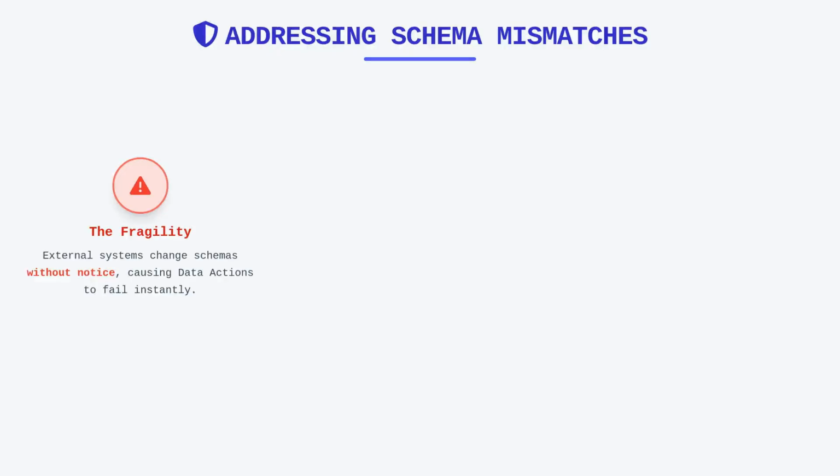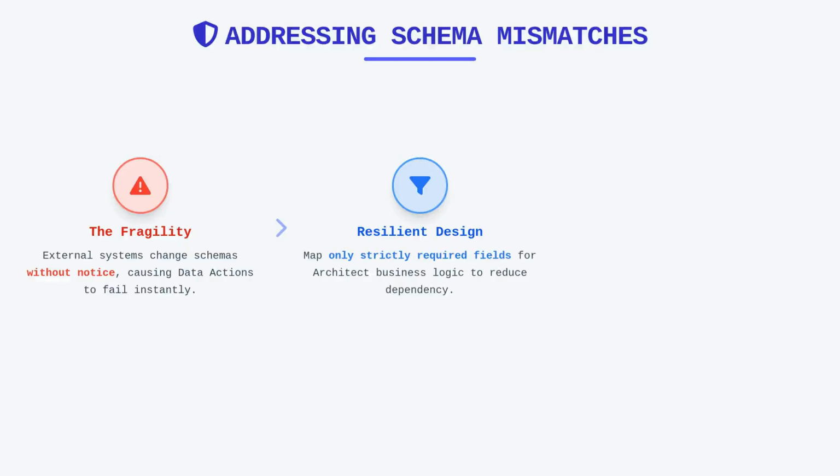Addressing schema mismatches requires a methodical approach to validating both input and output contracts against the real-world data returned by the API. Data actions strictly enforce the JSON schema that you configure, and if the external system changes its schema without notice, your data action will cease to function correctly due to unanticipated field types or structures. To mitigate this fragility, you should design your output contract to be as resilient as possible, perhaps by mapping only the fields strictly required for the business logic and Architect.